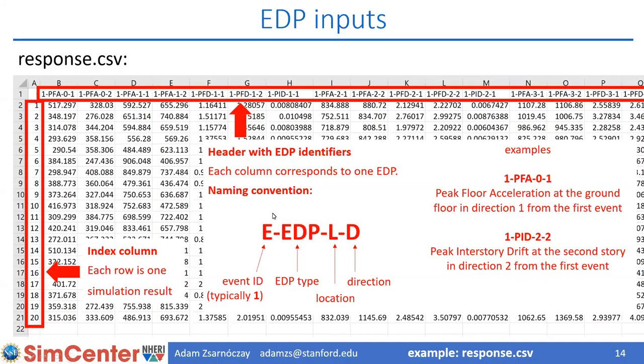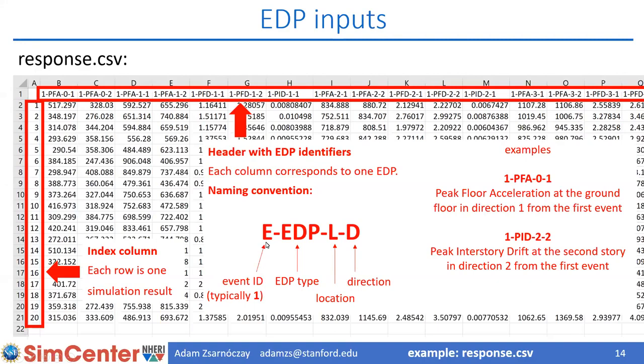This is quite important. It starts with a number, then it has a 3-letter identifier of the type of EDP that you collected. Then we have an identifier for the location and another one for the direction. This event ID might be puzzling. It's going to be 1 for almost everyone.